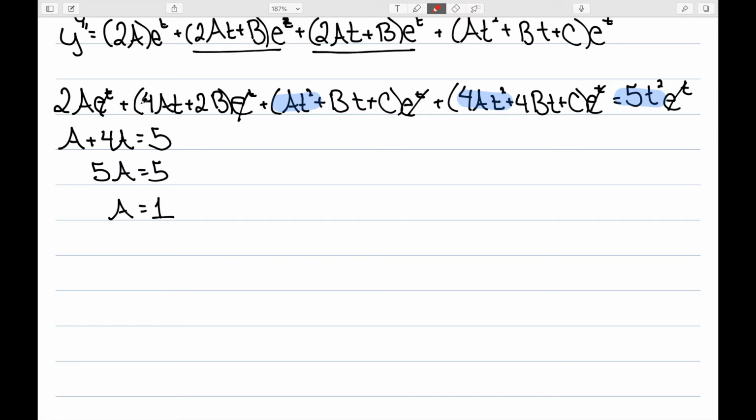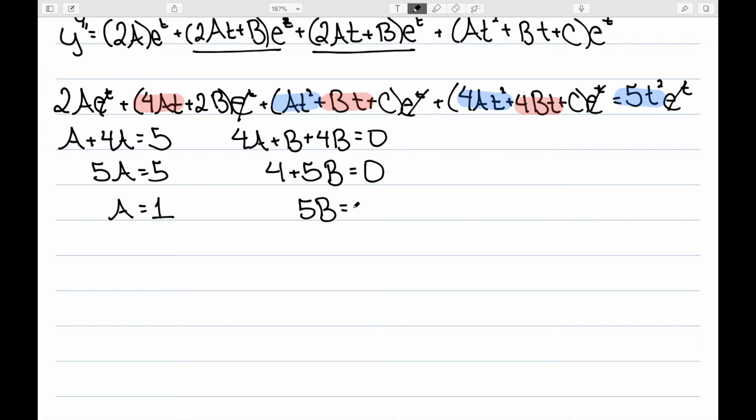Looking at coefficients of t, I have a 4a, a b, a 4b, and on the right-hand side I have 0. This tells me that 4a plus b plus 4b is equal to 0. We already know that a is equal to 1, so I have 4 plus 5b is equal to 0. We can subtract 4 and divide by 5 to get that b is equal to minus 4/5.